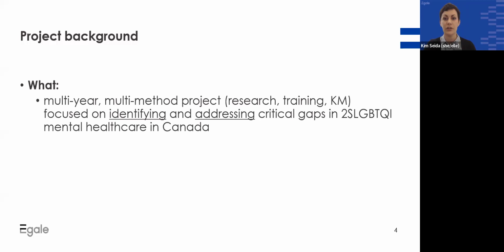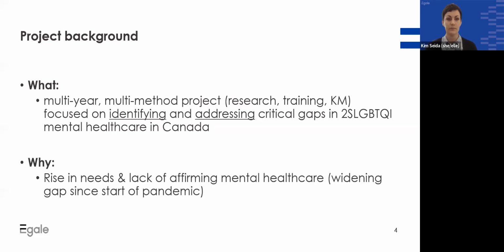The QMH project is a multi-year, multi-method project focused on better understanding the COVID-19 pandemic's impacts on 2SLGBTQI mental health in Canada, as well as emerging challenges in addressing 2SLGBTQI people's mental health care needs. The project involves training, research, and knowledge mobilization, and is focused on both identifying and addressing critical gaps in 2SLGBTQI mental health care in Canada.